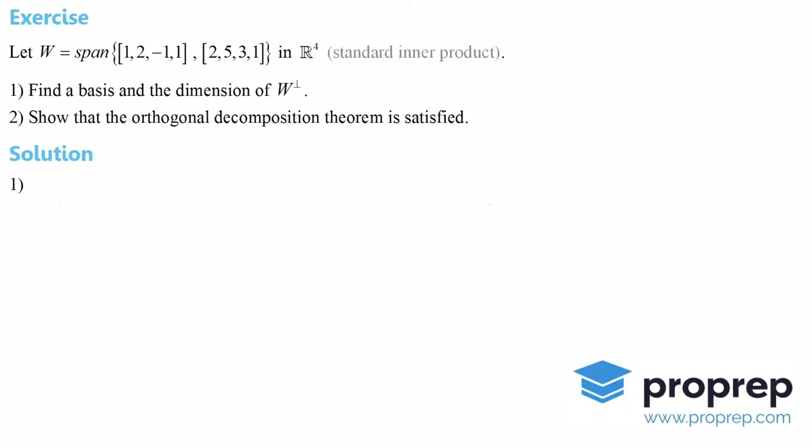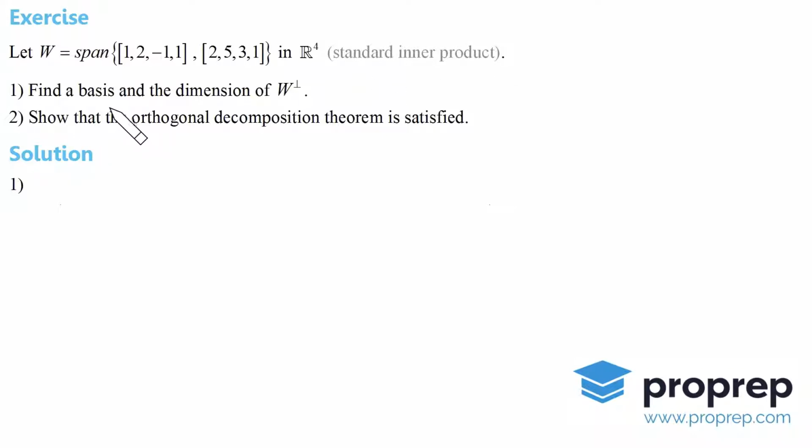In this exercise, we're given W is the span of these two vectors, and we're in the space R4, and I mean the inner product space, because in this chapter we're not just dealing with vector spaces. And usually I won't say, and if I don't say, it means the standard inner product, which is the dot product.